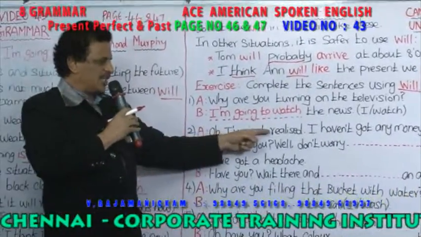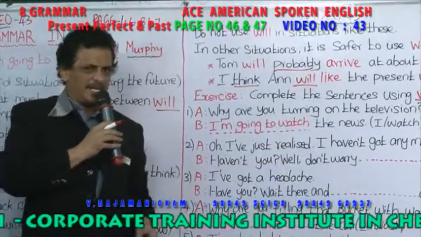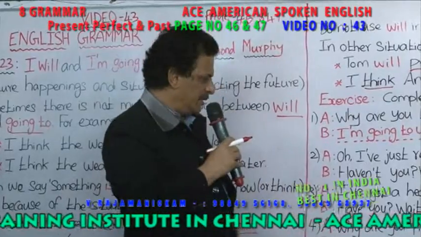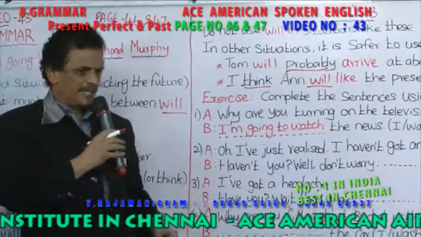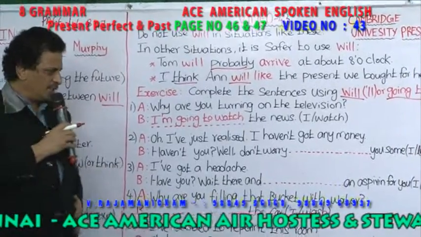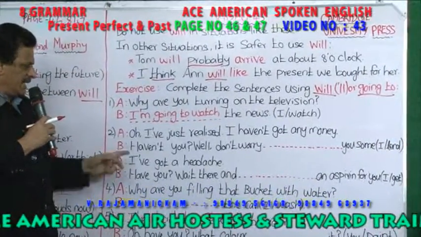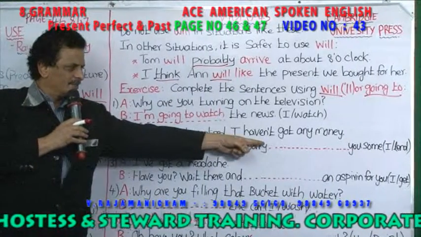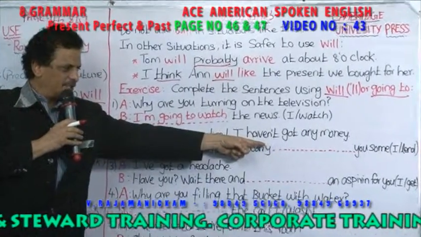Oh, I just realized I haven't got any money. Haven't you? Reply comes from B. You say, I just realized I don't have money, or I haven't got any money. And B says, haven't you? Well, don't worry. I am giving you some money or I am going to give you some money.